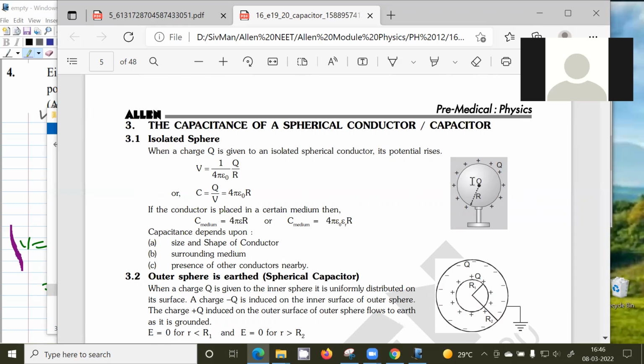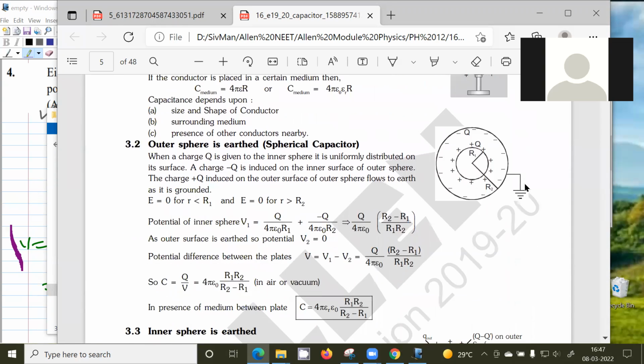Suppose it's a non-conductor and there is a volume distribution of charge, then this is not valid. This is for a spherical shell of charge. This is a spherical capacitor where the charge is plus Q and minus Q. In that case, the capacitance is 4 pi epsilon naught into R1 R2 divided by R2 minus R1.